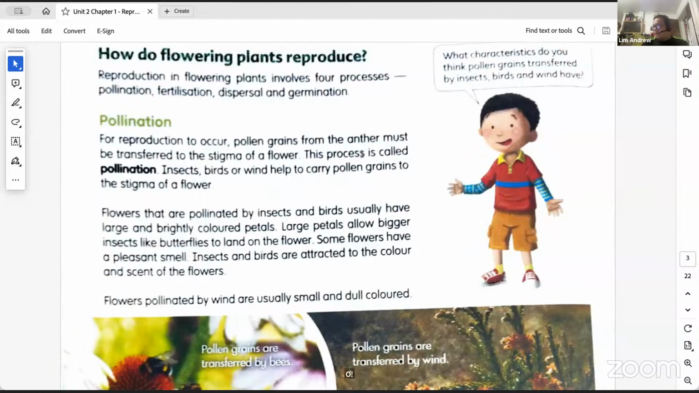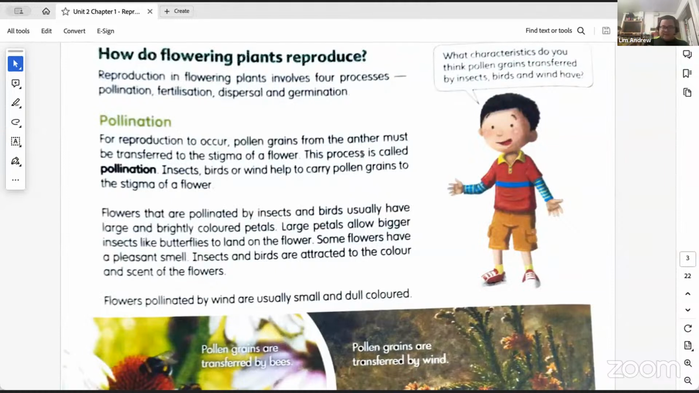Both wind pollination and animal pollination help the plants to reproduce. However, there are different characteristics. Why? Flowers that need to be pollinated by animals need to be very large and bright. And some of these flowers have a very nice smell to attract the animals. So if you look around the garden, you see flowers that are quite beautiful, big, and have a very nice fragrance. This type of flower usually needs animal help to achieve pollination.